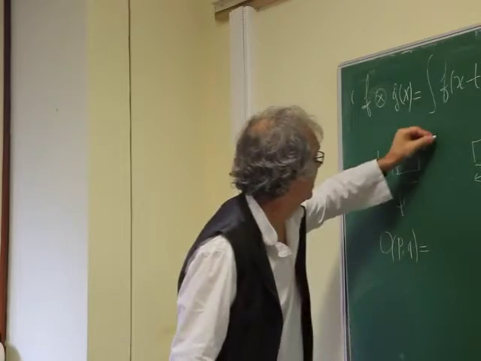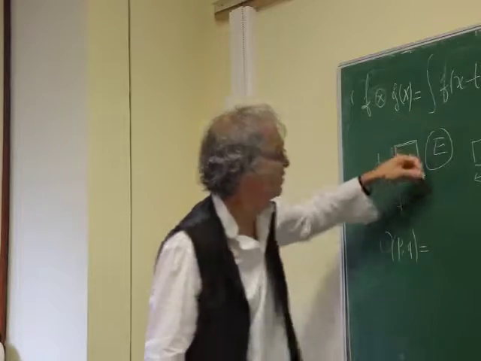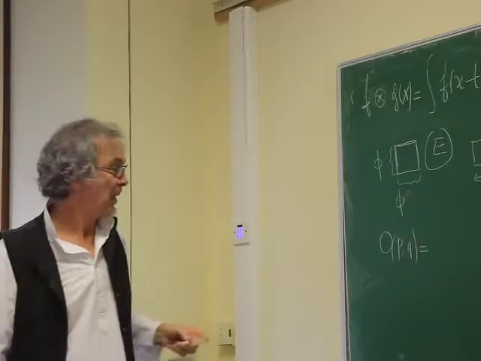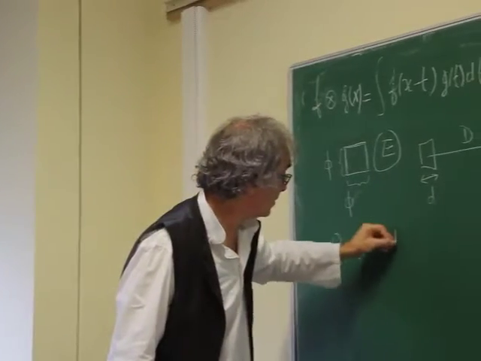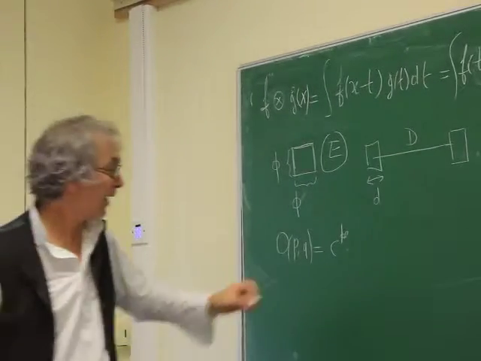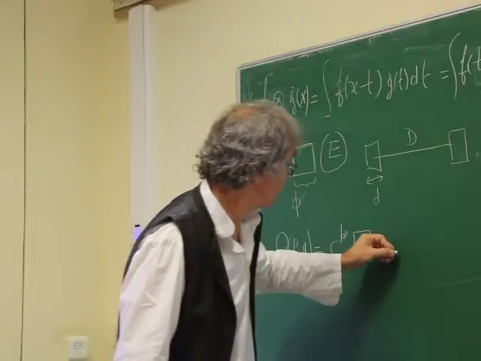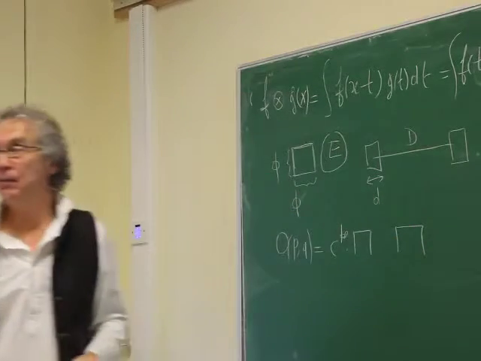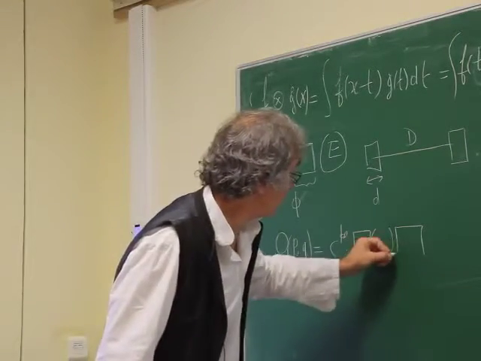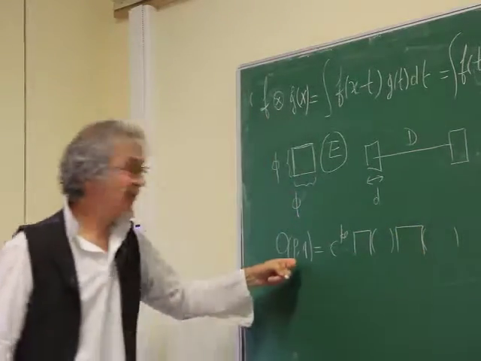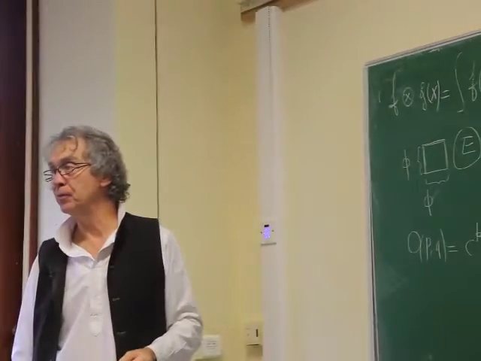So a big E like that, yeah? This is the integrated intensity. So I could say, okay, O(P,Q) should be equal to a constant times two door functions, and the argument of the door functions must involve P and Q.